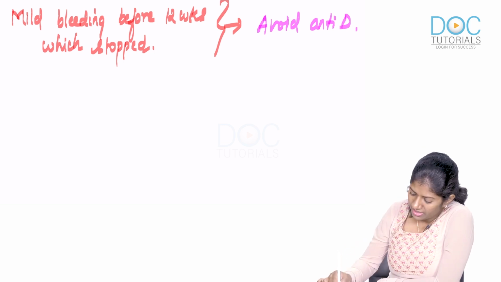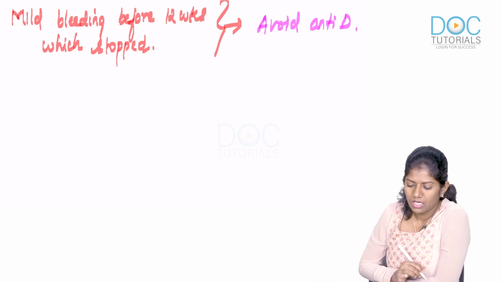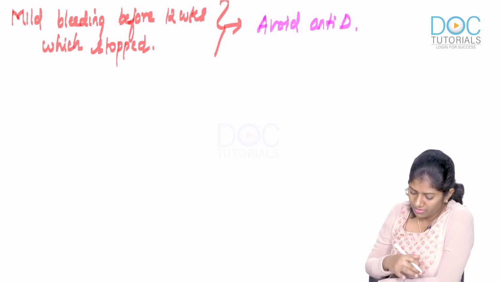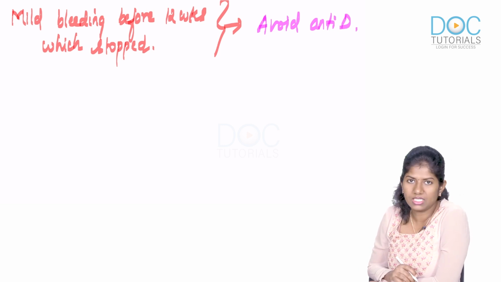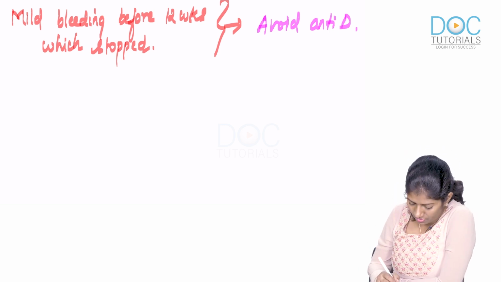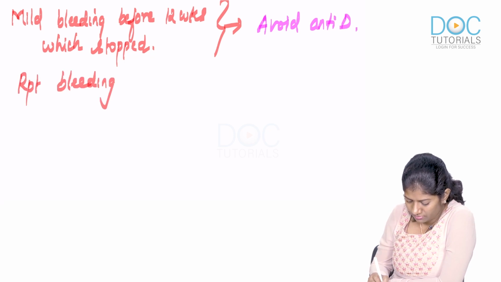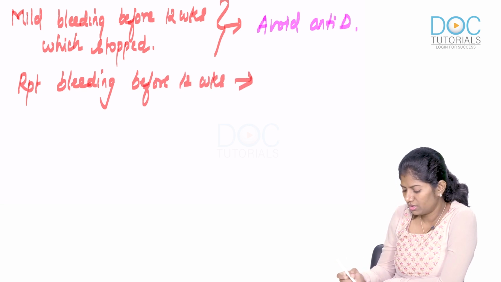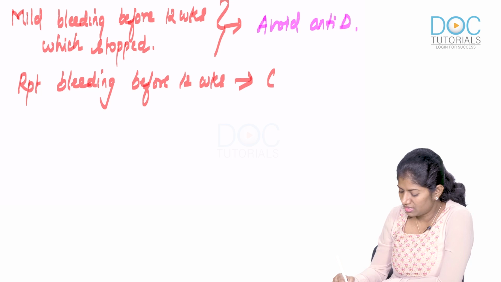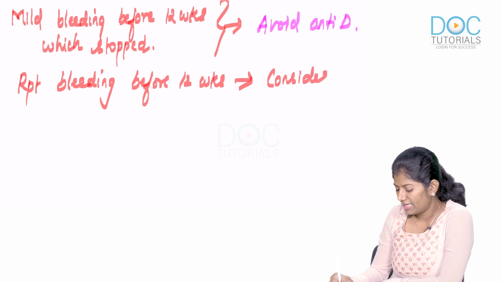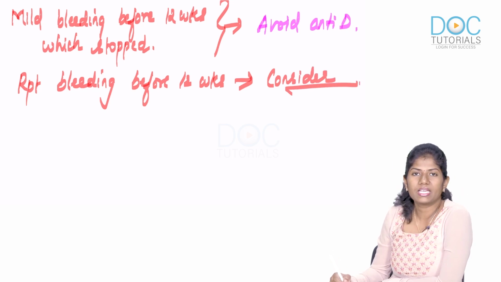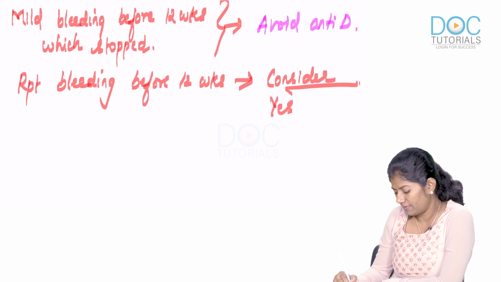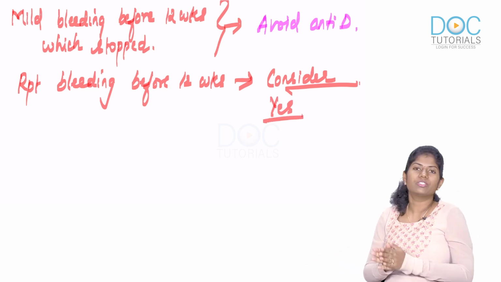Repeated or heavy bleeding before 12 weeks: again you have to consider giving anti-D. What would you do with repeated bleeding before 12 weeks? You have to consider giving anti-D. For all exam purposes, take it as an indication to give anti-D.